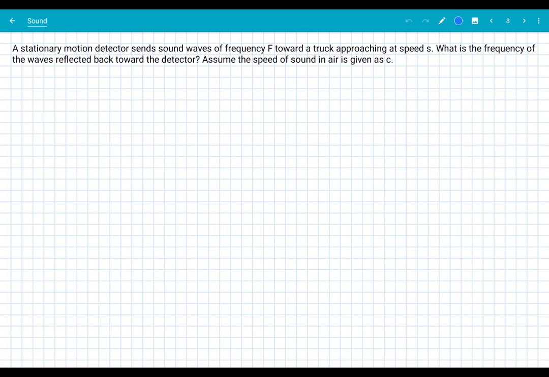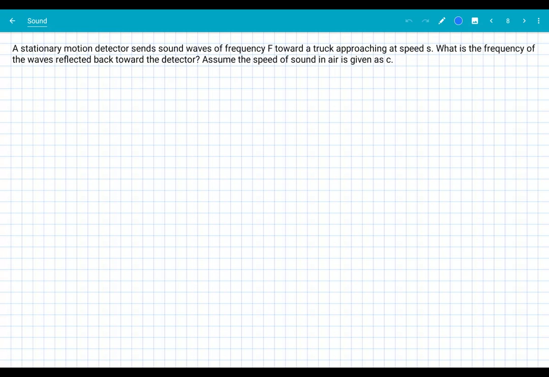Okay, we've got some Doppler practice here. Let's look at the problem. A stationary motion detector, important, stationary, sends sound waves of frequency f toward a truck approaching at speed s. What is the frequency of the waves reflected back toward the detector? And we're given that the speed of sound in air is c.